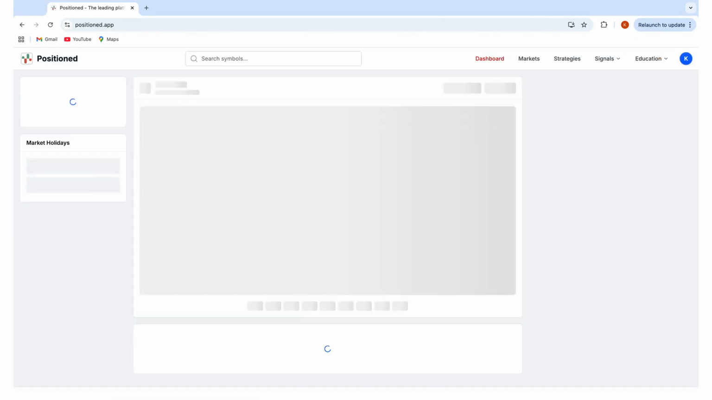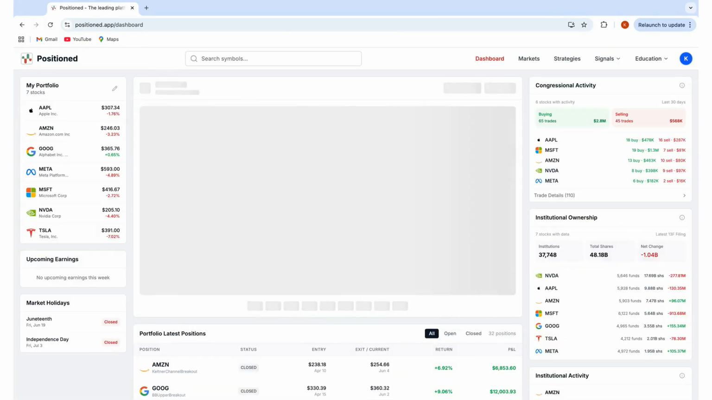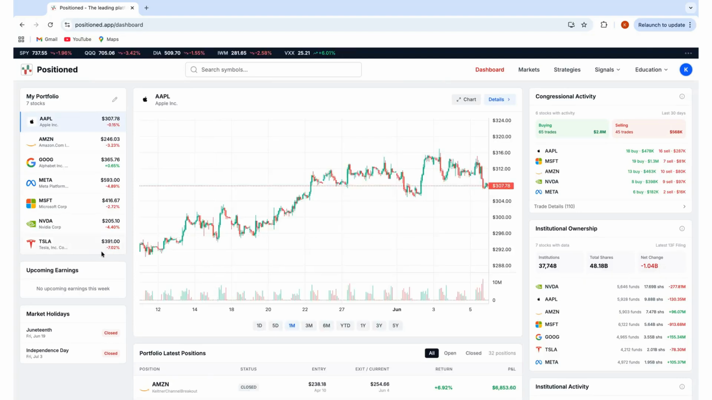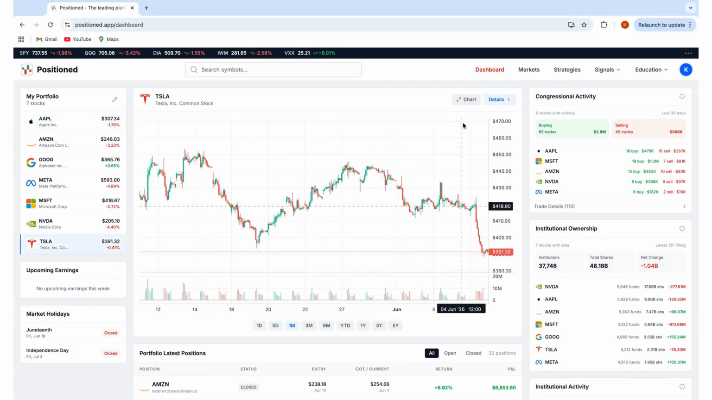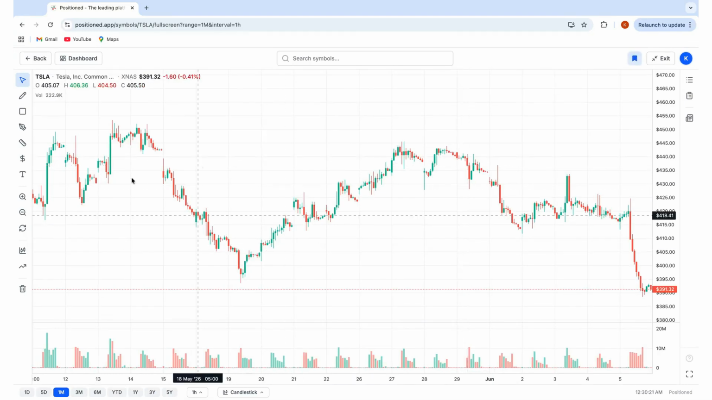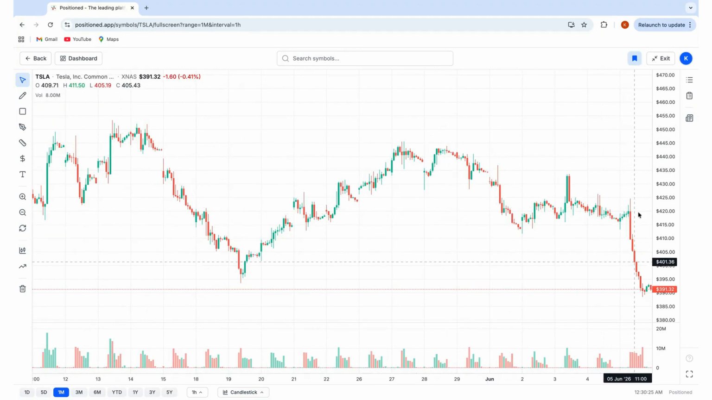Before we break down the setup, this is exactly how traders can analyze breakout structures directly inside Positioned.app. From the dashboard, simply select a stock from your watch list and open the full-screen chart. The expanded layout gives you a clean, distraction-free environment to study price structure, resistance levels, volume behavior, and breakout timing with precision.